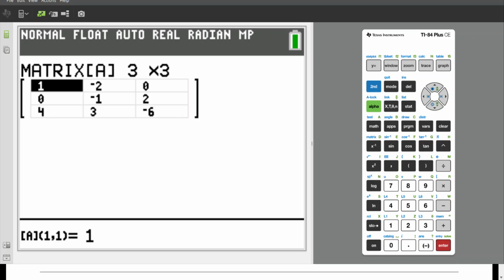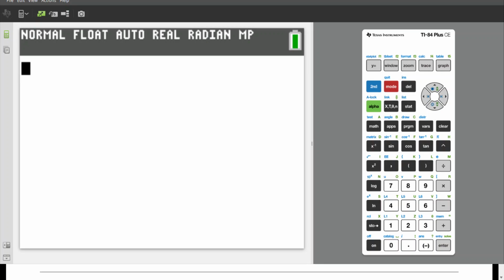When you finish typing in all the numbers, the cursor will jump back to the first spot, but we don't want to do anything anymore. So we'll quit this whole menu. To quit, we click second, then the mode button, and that gets us back to the main screen on the calculator. Now we have a second matrix to put in, the matrix B.